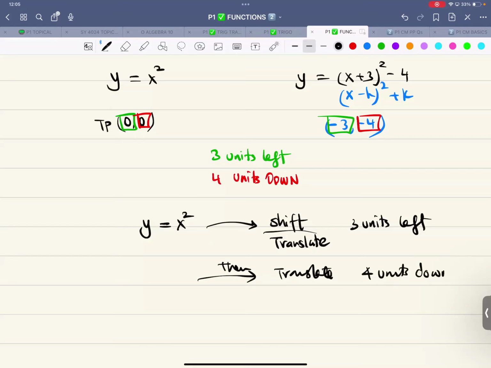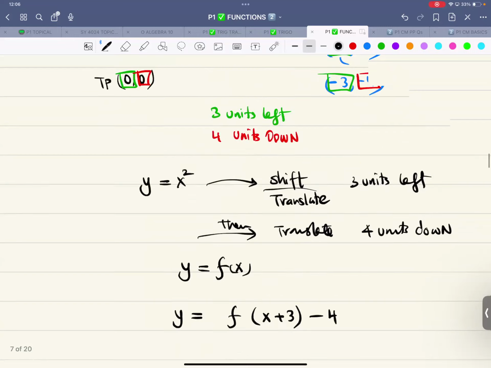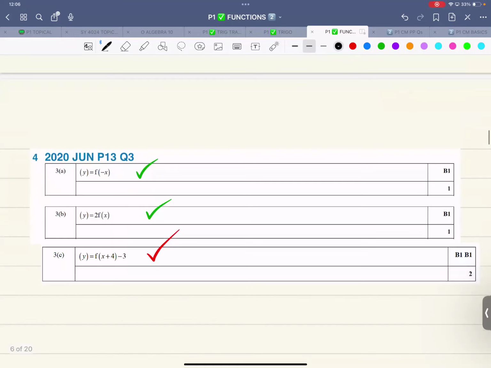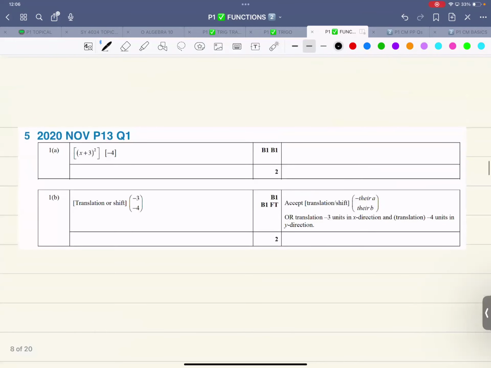And if they were to ask for the equation, let's say if the original equation was y is equals to fx, we will write y is equals to f bracket something and then something on the outside. 3 units left, I'll write x plus 3. 4 units down, I'll write minus 4. I think it's very similar to the previous one. Yeah, that was 4 on the inside and negative 3 on the outside. So that is the answer.